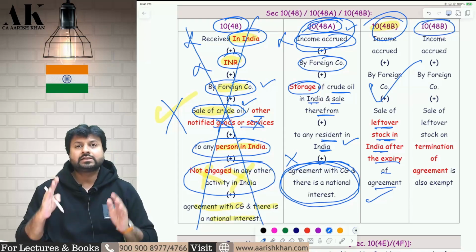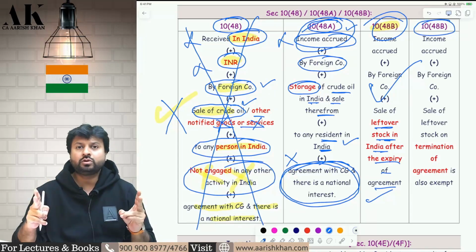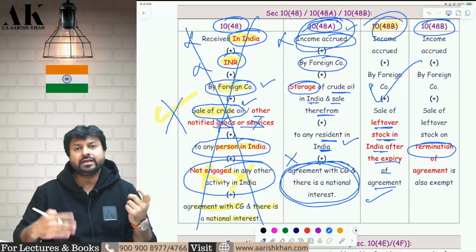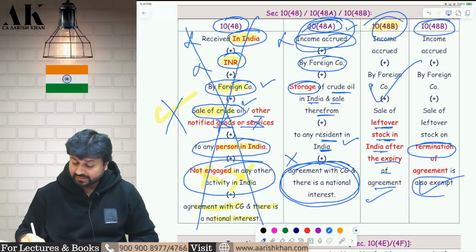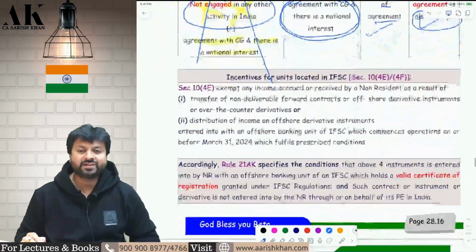Now, the fourth one. Suppose I enter into an agreement with the central government for 5 years that I will store crude oil in India for 5 years and then I will sell. Suppose after 2 years I terminate the agreement with the central government. After termination, if I sell it, will that also be exempt? The answer is yes, that will also be exempt over here. The government has been very lenient as far as this particular provision is concerned.